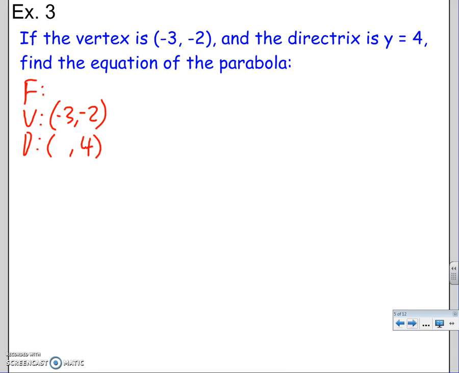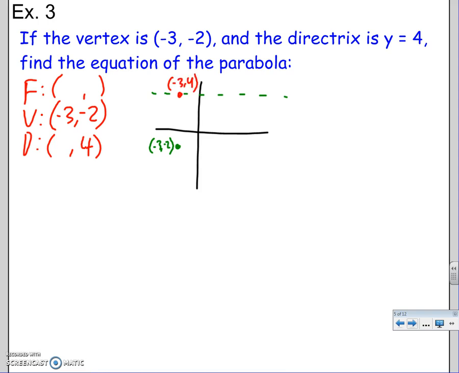All right, so if you want to draw the graph, let's just draw it real fast. Vertex, left 3, down 2. Here's my vertex, -3, -2. Directrix, y equals 4. Y equals 4 is way up here. But remember, we need that point. This point is -3, 4.